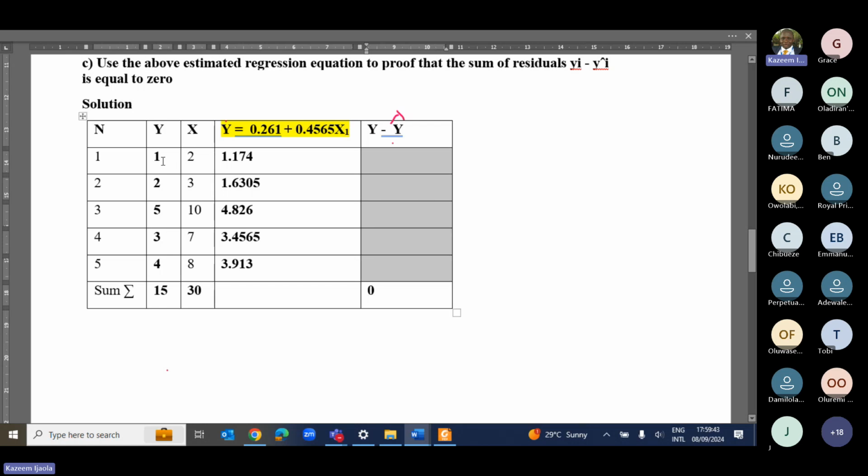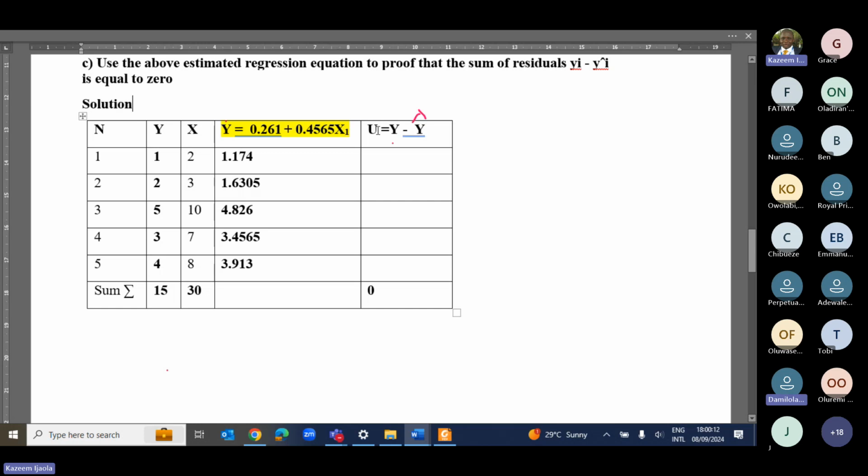Like here you are having 1, and this one is giving 1.1. Please, I want to add something. I think you should write it somewhere, like under the table, that our u cap is equal to y minus y cap, so that everyone will know that this y minus y cap is equal to u cap. Exactly, because that is the estimate of the error term.